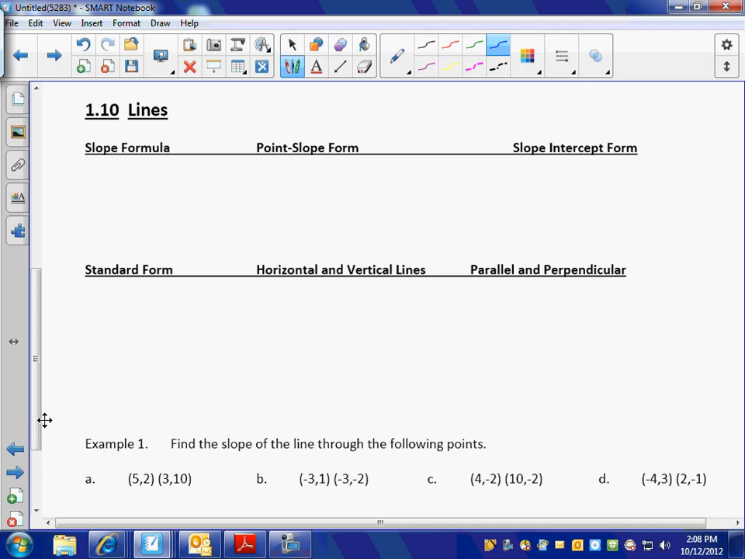Today's easy. Let's see if you can remember a slope formula. Slope of a line, y sub 2 minus y sub 1 over x sub 2 minus x sub 1. Slope is generally represented by the variable m. And then we have some different equations that go along with that.